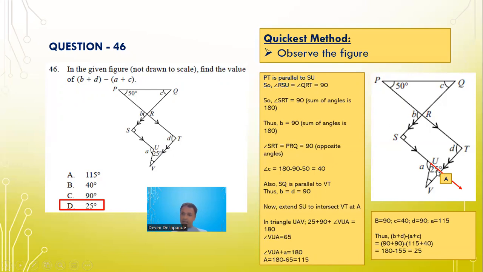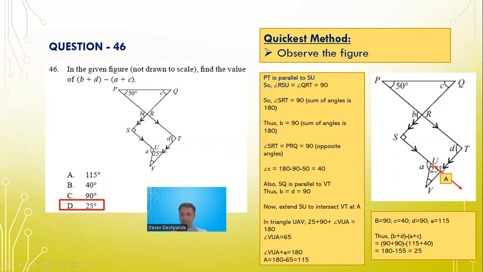UAV will be 90. And what is this small angle? This small angle is 25 degrees. So if this small angle is 25 degrees, UVA is 25 degrees. This angle is 90. So what is this big angle VUA? Angle VUA is 180 minus 25 minus 90, which is 65. So angle VUA is 65.